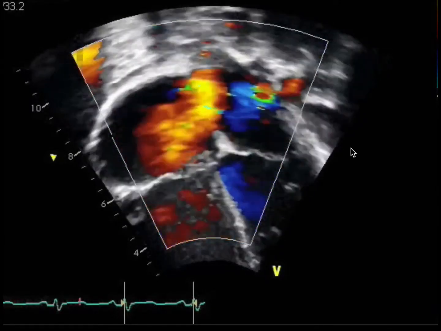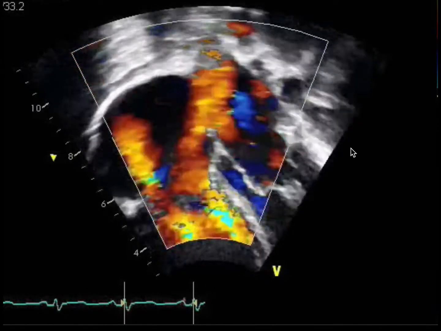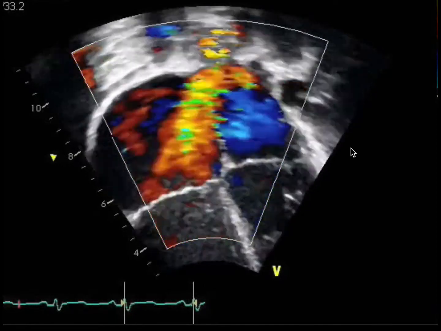This is the same four-chamber view demonstrating the atrial septal defect with color. There's a clear left to right shunt across this ASD.